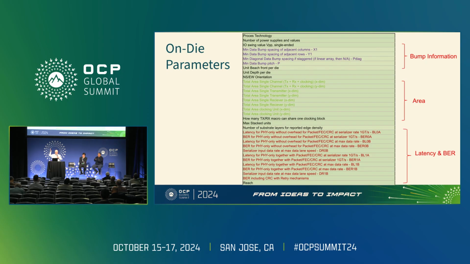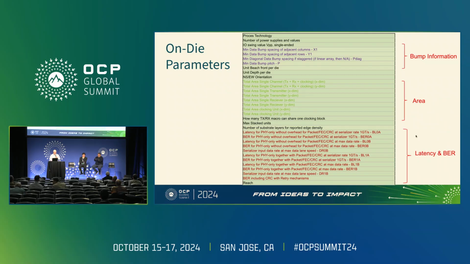The third, and this is a huge list here, but these are very much design specific now. Now we're not talking about a PHY type, but an actual implementation. So what's the bump information? What is the bump pitch and the bump arrangement? And of course, what is the beachfront? What is the depth? What is the total PHY area? How much is assigned towards data versus clocking, for example? These are all rows with, again, descriptions of how you fill them out.